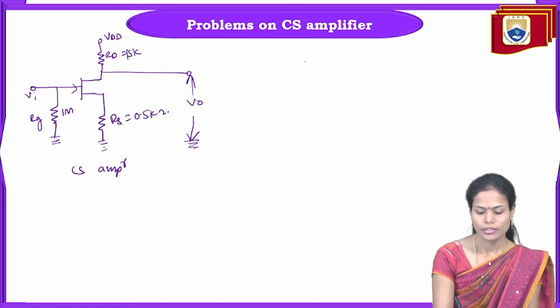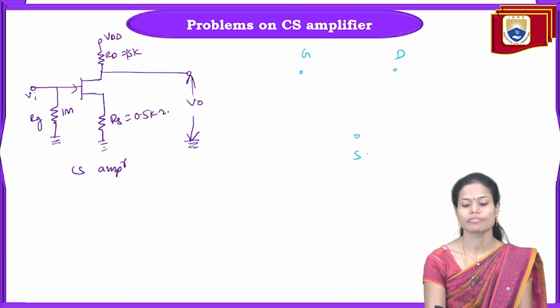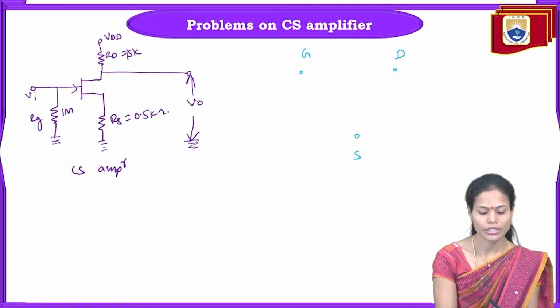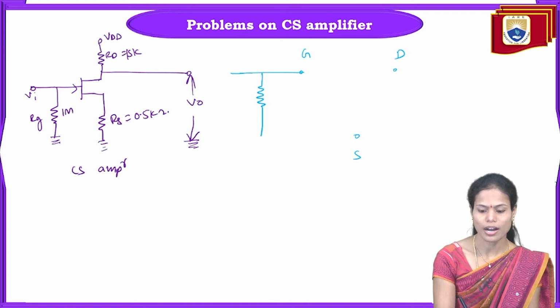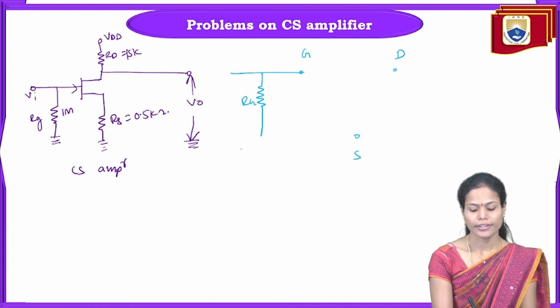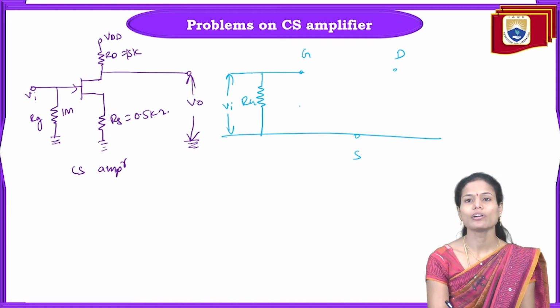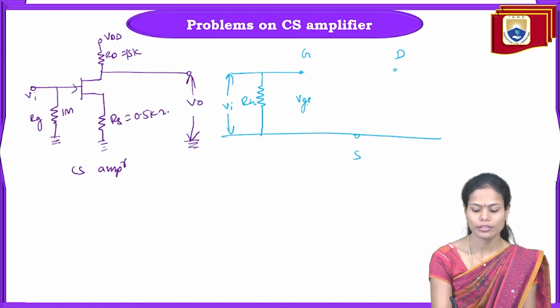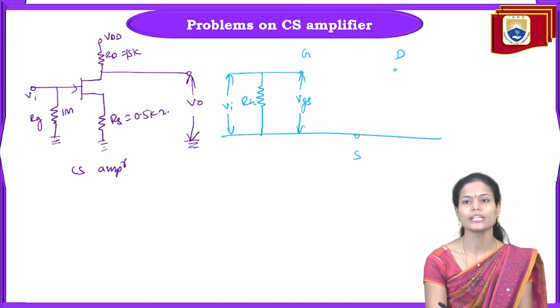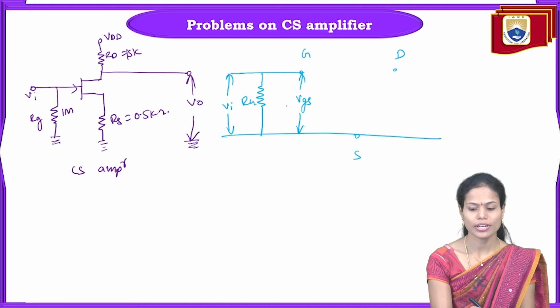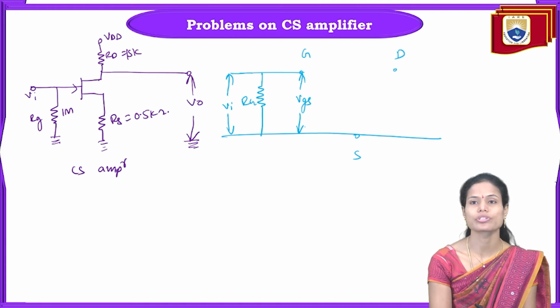First of all, I am taking the 3 terminals, gate, drain, source terminals of the FET. And for the gate terminal, what are the elements connected? RG resistance is connected. So for the gate, I am connecting the RG resistance, and here we are applying the input voltage. Also between gate and source, we will apply the gate to source voltage, that is VGS. And across the output side, we are having the drain resistance as well as source resistance.